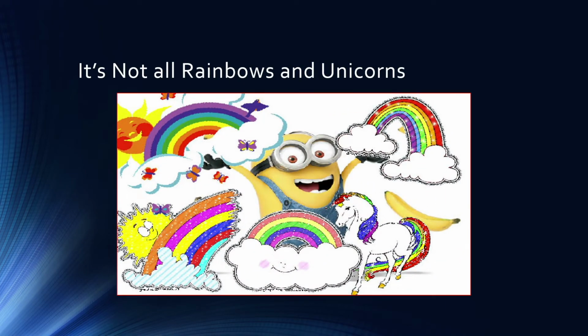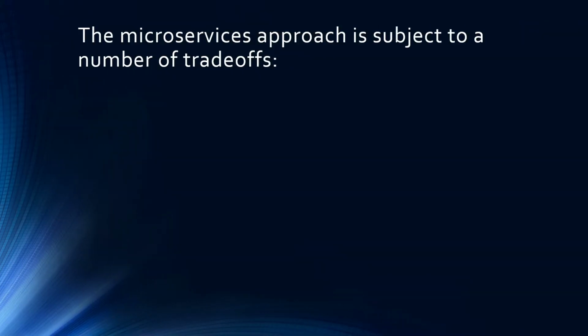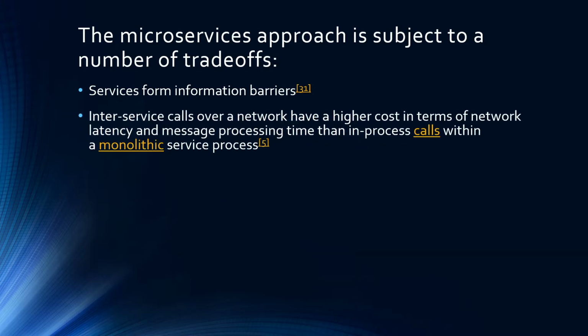But it's not all rainbows and unicorns. The microservices approach is subject to a number of trade-offs. Services can form information barriers. Inter-service calls over a network have a higher cost in terms of network latency, message processing time, than in-process calls within a monolithic service process.